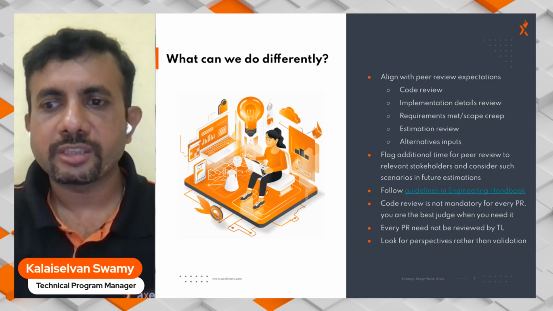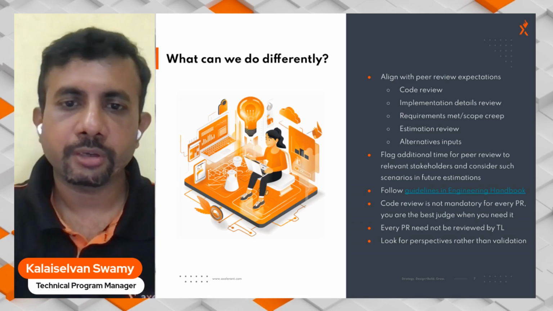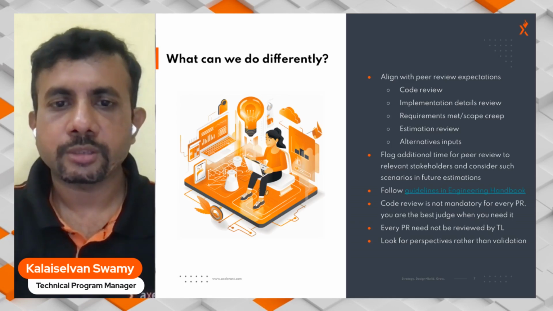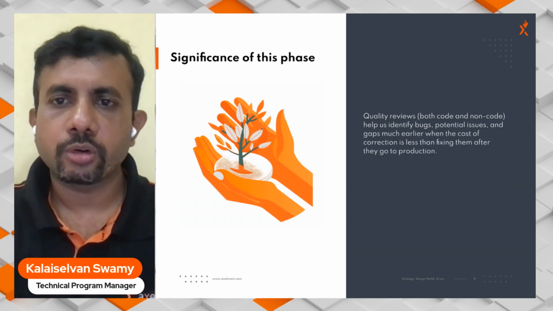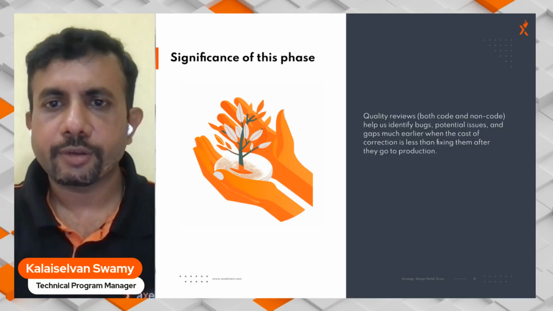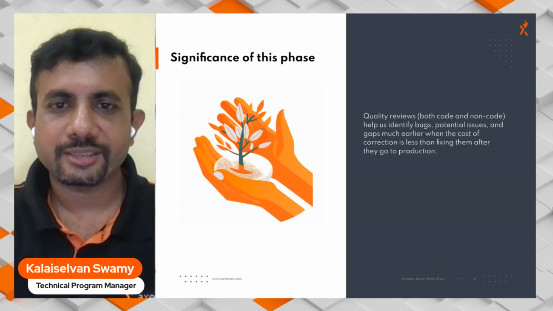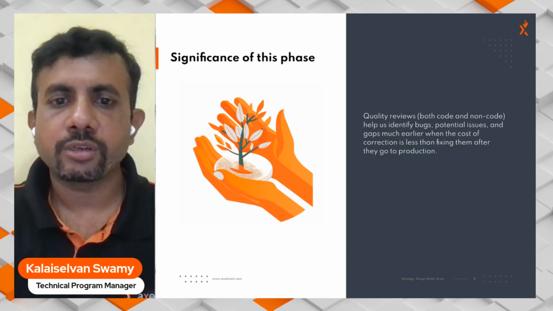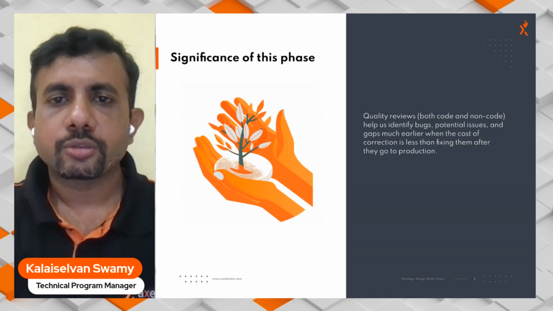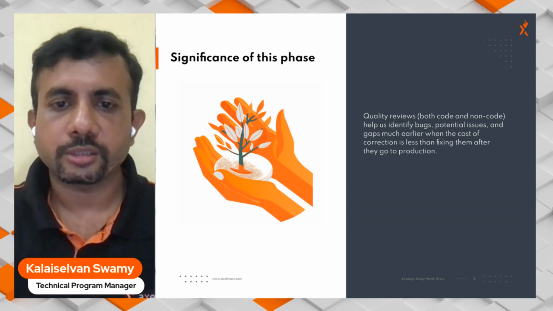And it's important to look for these perspectives rather than seeking validation or the approval check mark as part of our peer reviews, and learn from these perspectives as well. So what is the significance of peer reviews? Quality reviews, both code and non-code reviews, help us identify bugs, potential issues and gaps much earlier, when the cost of fixing them is much less than fixing them post-production. Sometimes you even find issues before it is handed over to the QA, so you are reducing the QA effort involved in your project, and the number of reopens done by the QA as well.